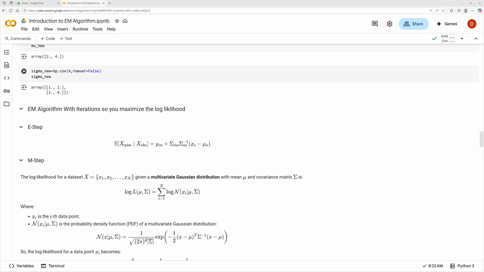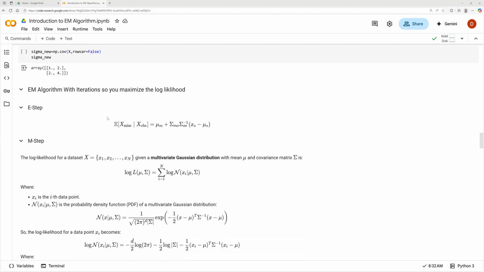Now we're going to go on to adding the actual iterations so you maximize the log likelihood. Okay, and it's important to make the point that we're actually maximizing the log likelihood, where in other cases in optimization problems you could be minimizing the negative log likelihood and whatnot. That's not the case here. We're going to be maximizing the log likelihood.